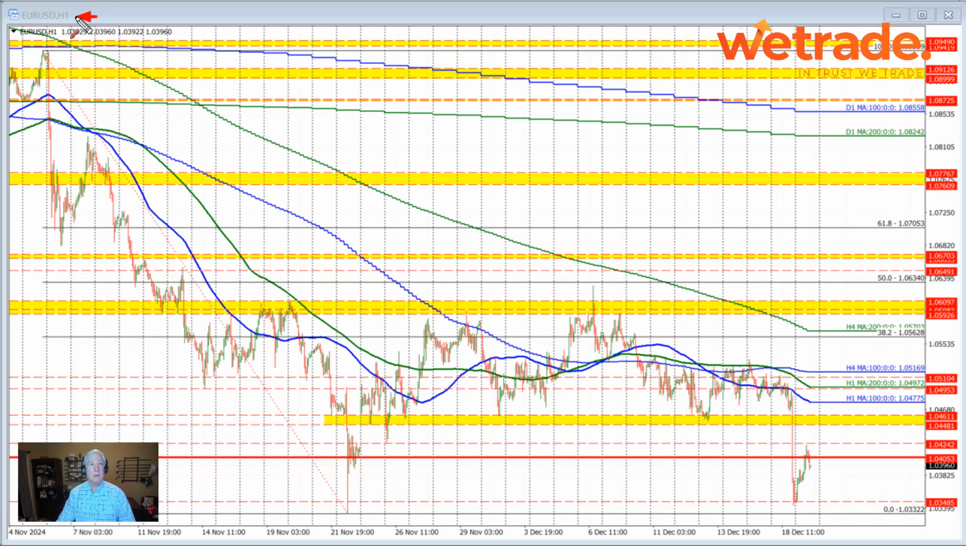So let's get started with the technicals. We'll start with the euro versus US dollar. All right, let's look at the euro versus US dollar from an hourly chart. If we go back to this point in November, that was the low for the year.